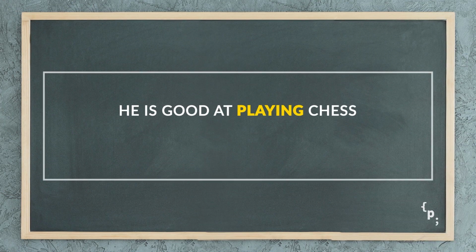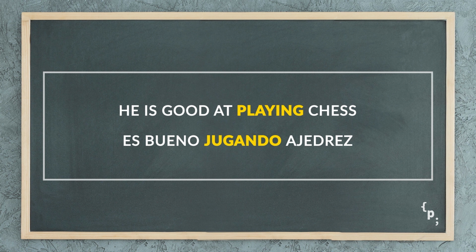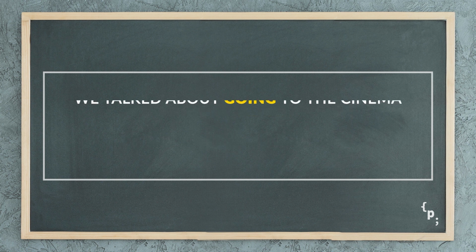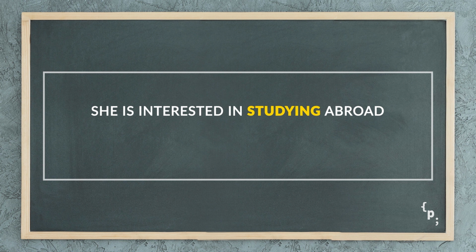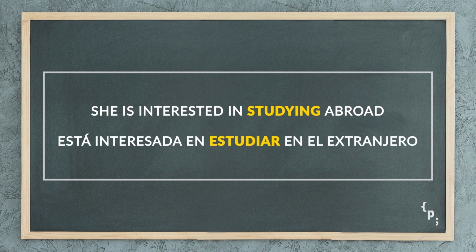He's good at playing chess. In Spanish, we would say, es bueno jugando al ajedrez. We talked about going to the cinema. Hablamos de ir al cine. She's interested in studying abroad. Está interesada en estudiar en el extranjero.